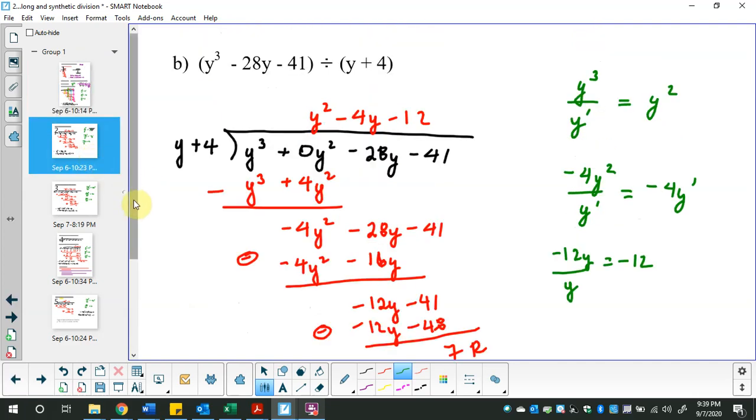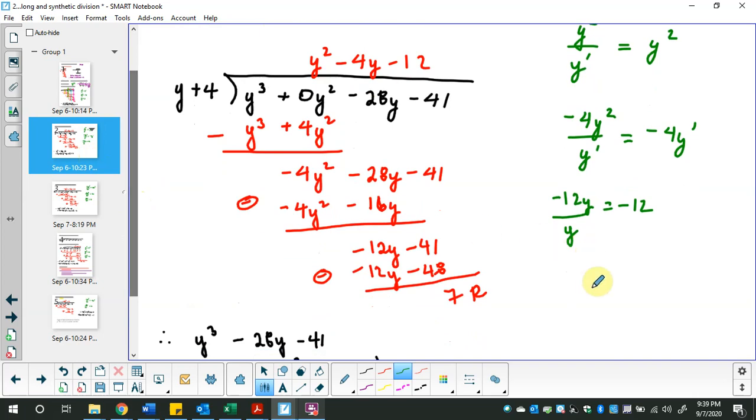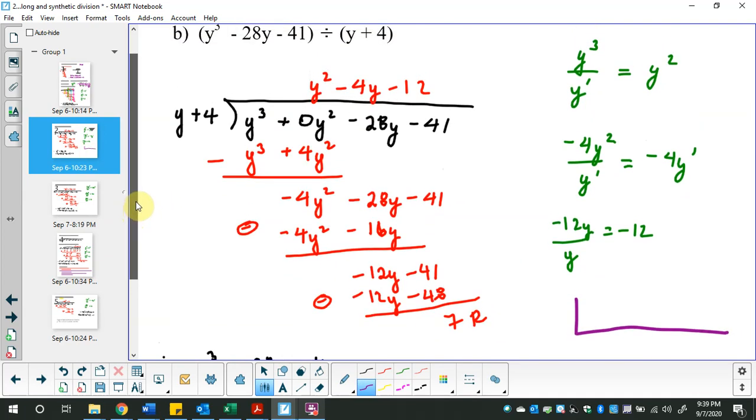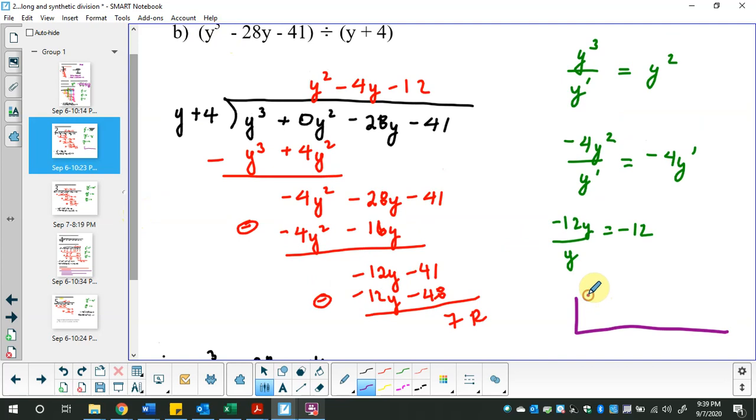And again, I'm going to show you how environmentally friendly it is, because I'm going to fit it in this space. So I make my big L. Notice how I don't need to draw it with a ruler. And then I take the original question, so 1y cubed. There is no y squared, so I need a placeholder. Then comes my y, which is a negative 28. Then comes my constant, which is a negative 41. Drop this number down.